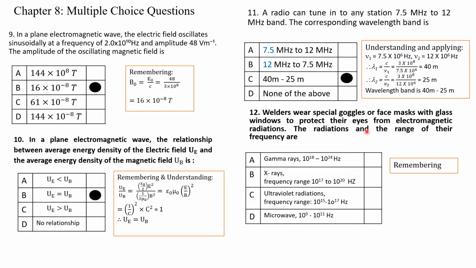So four options are given. We have to choose whether it is gamma rays, or X-rays, or ultraviolet radiations, or microwave radiations, which get generated during the welding process. Which are the radiations generated during welding? We know the correct answer is C. So you have to remember it. Next question.